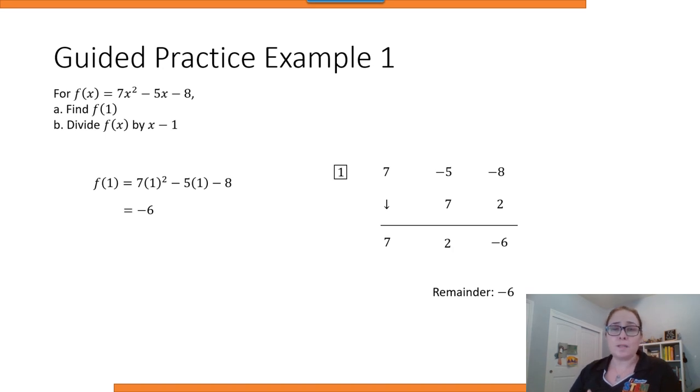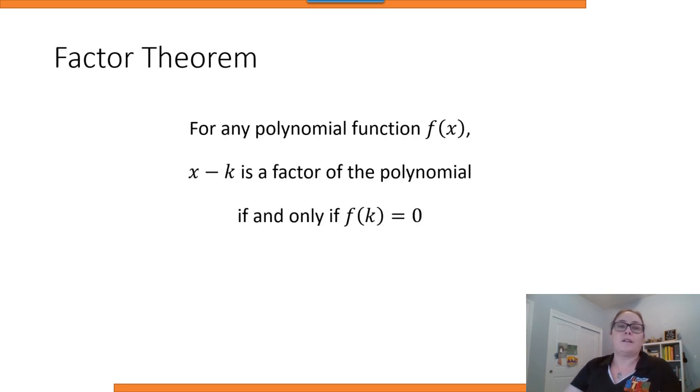So depending on what I'm doing and what I need as a result, I could just plug in a value to find out what the remainder would be. Now this is particularly helpful because what we're looking for are the zeros of functions. There's another theorem that's going to help bring all this together for us, and that is the factor theorem. This says that for any polynomial function f of x, if x minus k is a factor of the polynomial, then f of k is going to be 0.